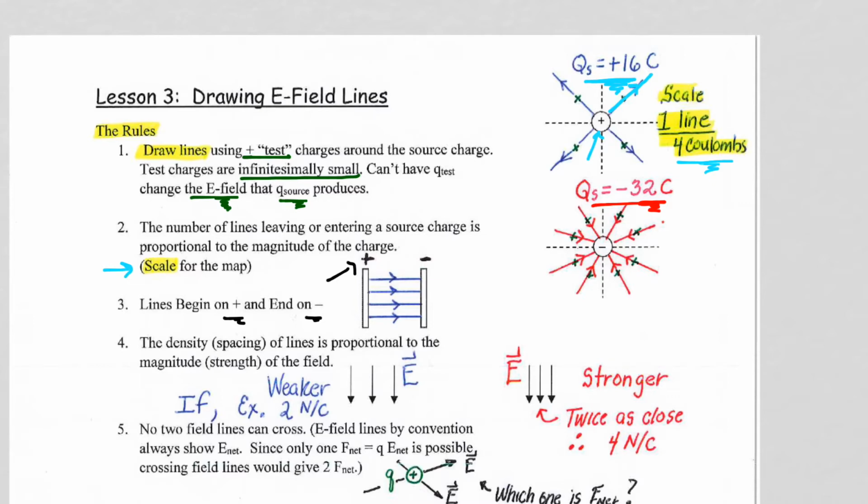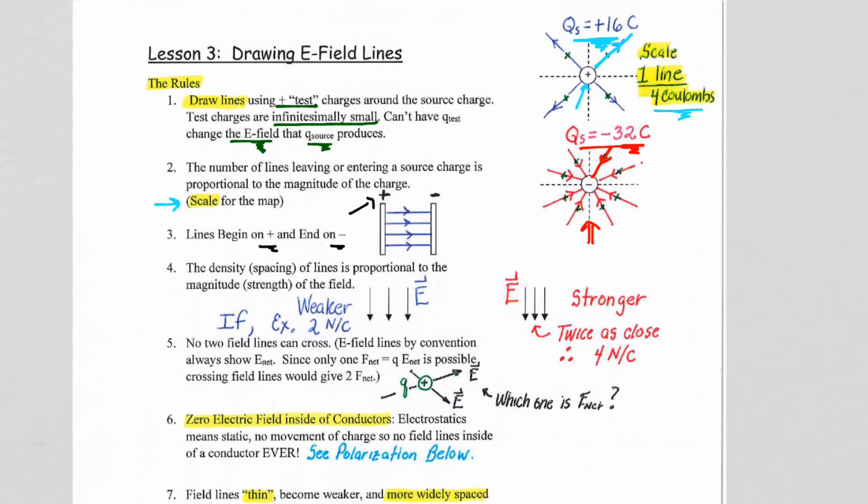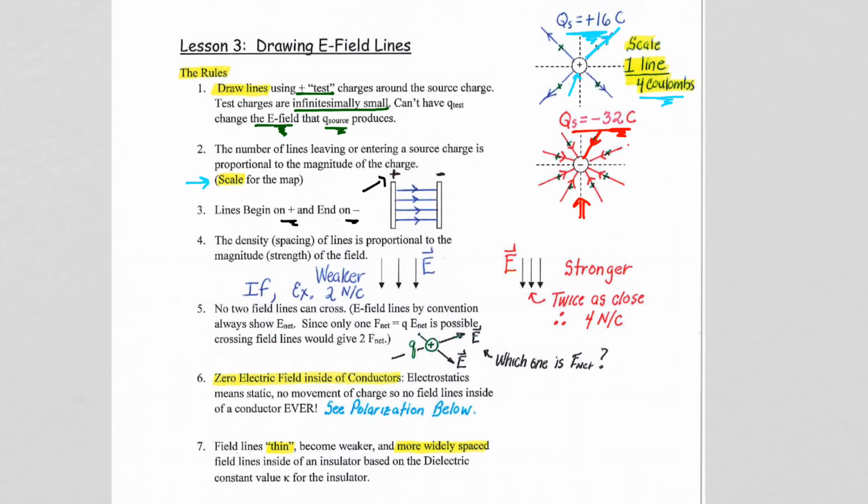And here we see our field lines end on negative, but we have a negative source charge like we have here. What you get is the negative attracts the positive test charge, and the field lines terminate on the negative. So everything's consistent.